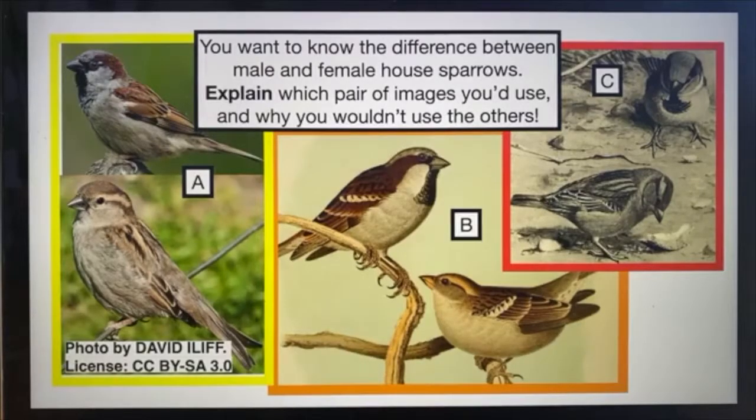This lesson's pleased me greatly because I had to do a little bit of research on sparrows for this starter bit, so I get to talk about sparrows as well.